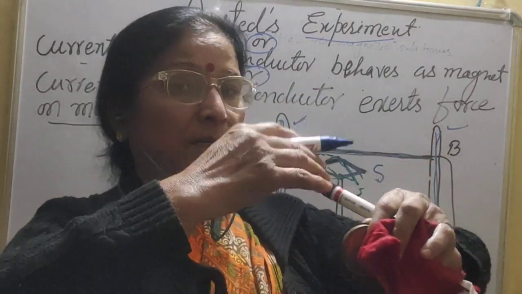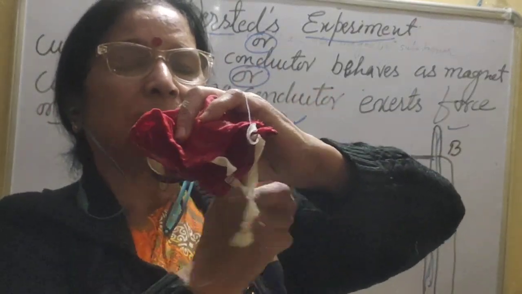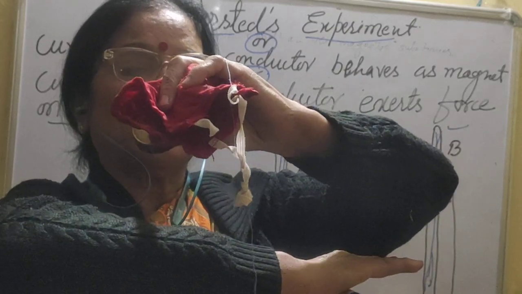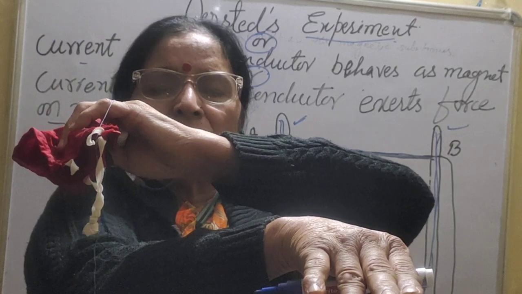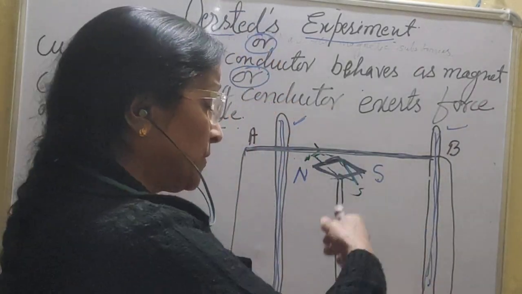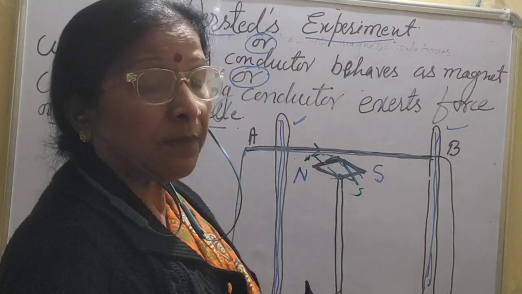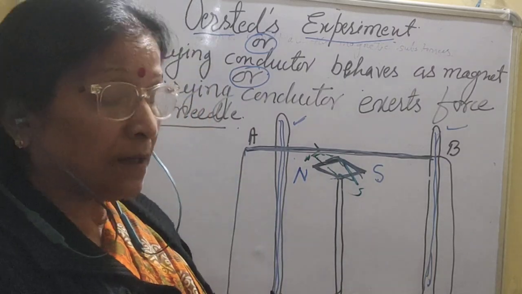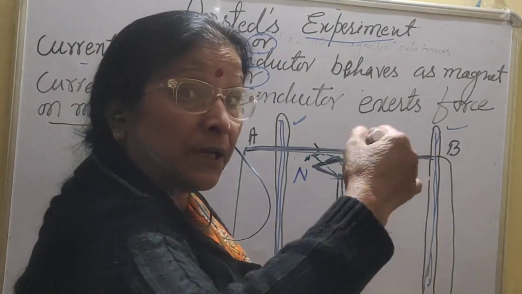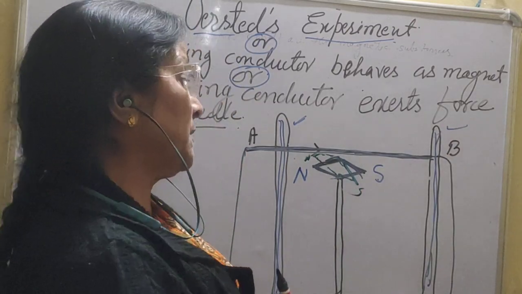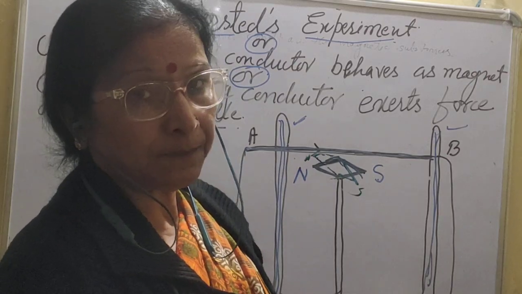As I had stretched my hand, this hand represents the conductor and this one the magnetic needle. So the magnetic needle will align itself perpendicular to the conductor. It will become like this. And when we switch off the current, again it becomes parallel. It means something like a magnet happens around this conductor, meaning a magnetic field is produced around the conductor. Due to that, this magnetic needle changes its direction.